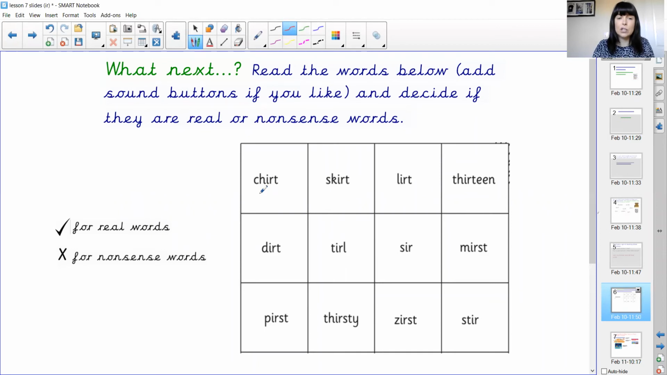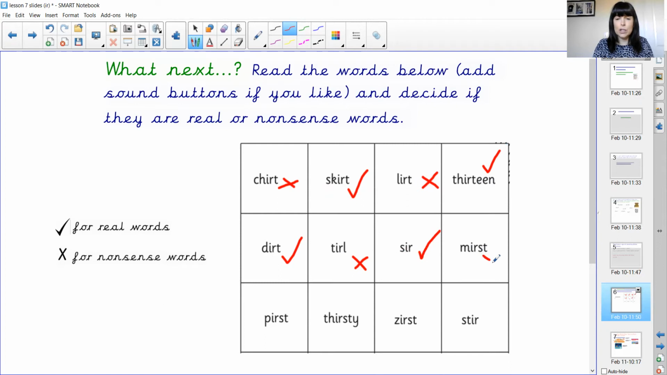The first word, churt, yeah, nonsense word. And then we've got skirt, yeah. Lurt, no, that's a nonsense word. Then we've got 13, that was one of the ones we looked at, wasn't it, in that lesson. Dirt, yeah. Turl, no, that's a nonsense word. We've got sir, yeah, that's a real word.